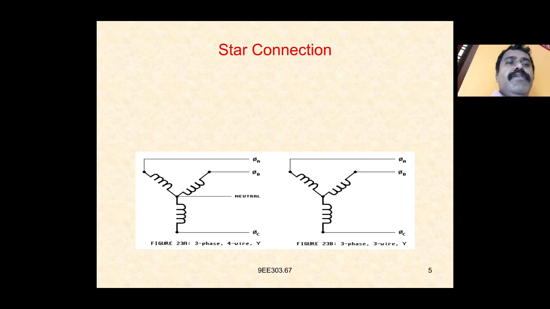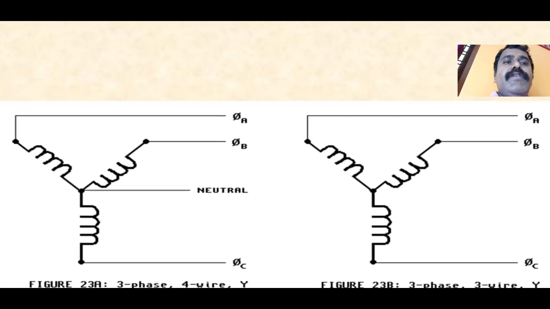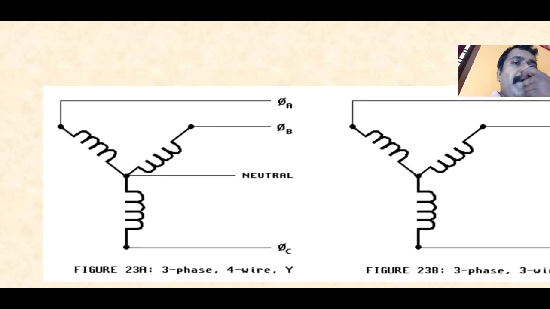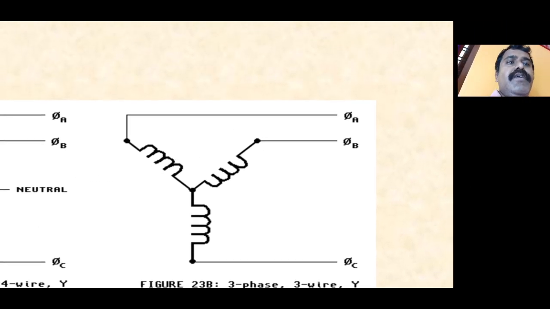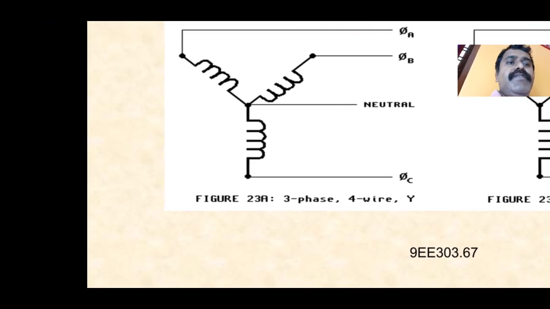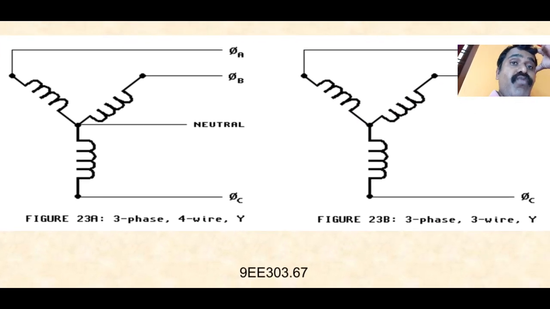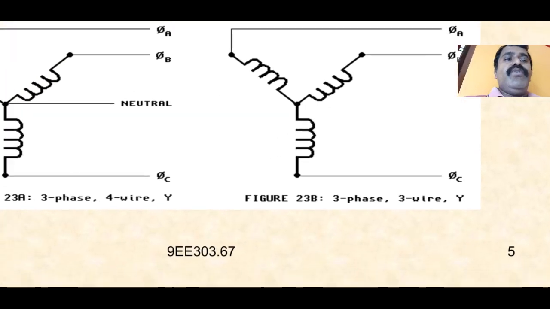This is the star connection, where phi A, phi B and phi C are the three phases. We can see it is a three phase four wire system. In the star connection, the neutral wire can be connected here. Across the neutral wire, the algebraic sum of the currents is equal to 0.